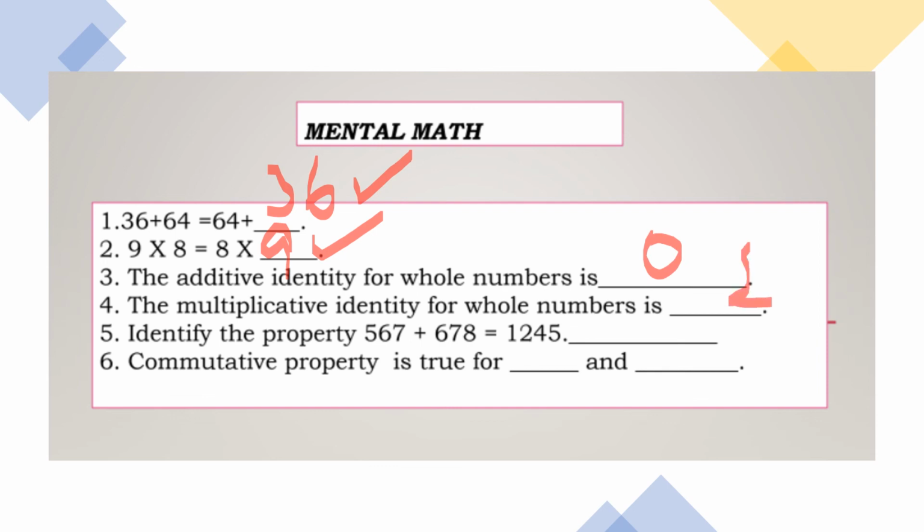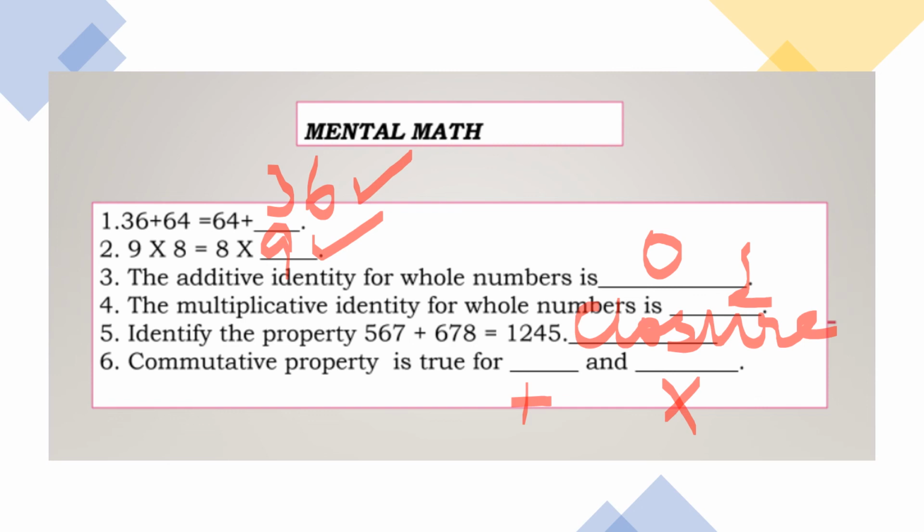Identify the property. 567 plus 678 gives you 1245. Here you can see that when we are adding two whole numbers we get a whole number, and we know that the whole numbers are closed under addition. So this is the closure property. Sixth one says the commutative property is true for addition and multiplication. The answers are given to you on the next slide.